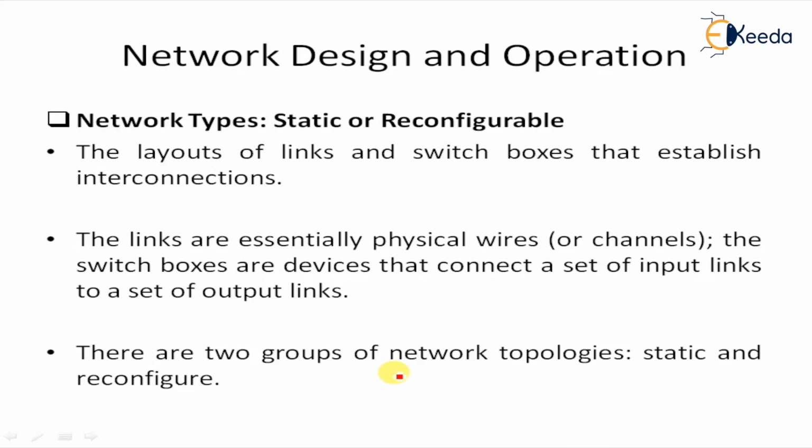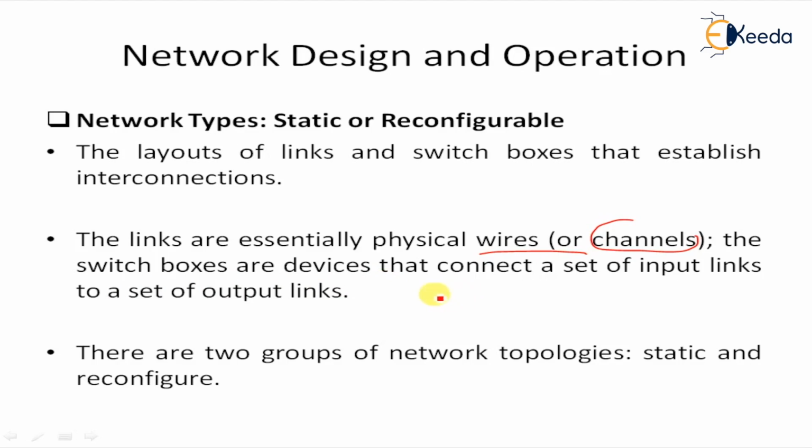So next is the network type. There are basically two types, static and reconfigurable or redesignable. So the layout of links and the switch boxes establish interconnections between them. The links are essentially physical wires or channels. The switch boxes are devices that connect the set of input to the set of output links available in these boxes or switches.